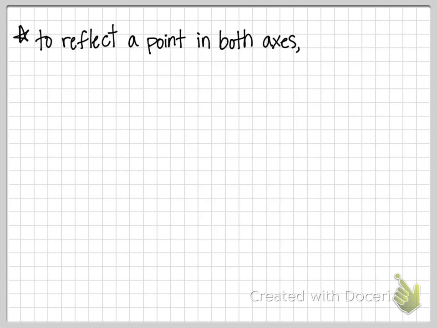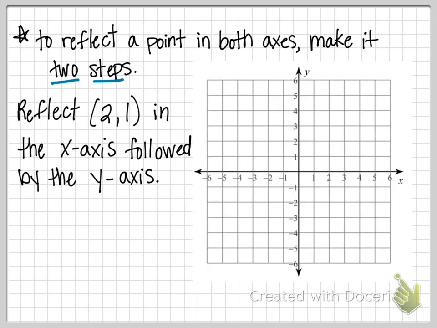To reflect a point in both axes, so in the x and the y, make it 2 steps. So first reflect it in the x, then reflect it in the y, or first in the y and then in the x, but don't try to do it all at once. Okay, let's do this one together. It says reflect (2, 1) in the x-axis and then the y-axis. So here's our first point. Let's plot (2, 1). Okay, that's where we're starting.